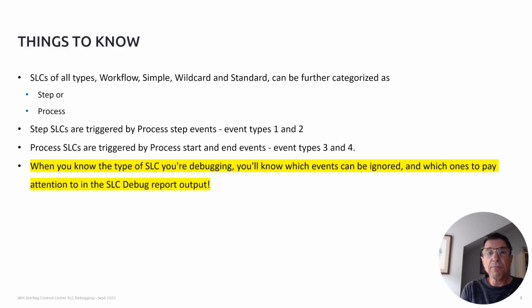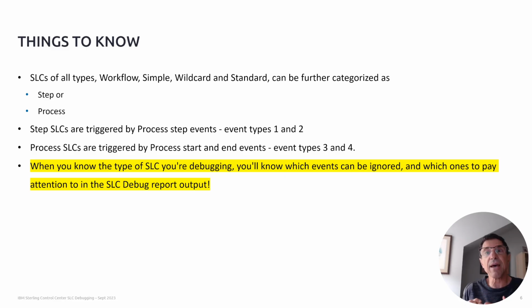When you're debugging your SLCs, you should already know that there's different kinds of SLCs: the workflow, the simple SLC, the wildcard, and standard. But these can be further categorized as either step or process SLCs. And when I say SLCs, I mean that a little bit loose, because when you're talking about workflow SLCs, they have milestones, and they can be step or process.